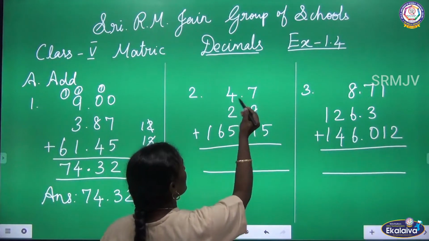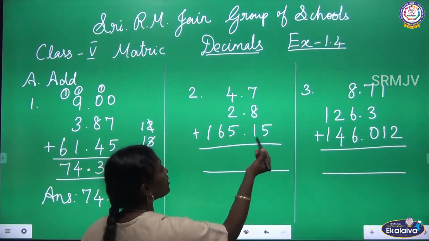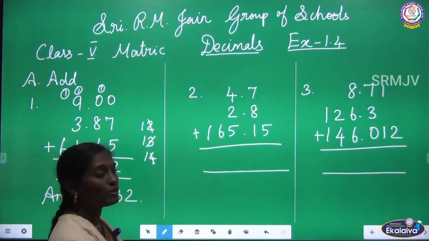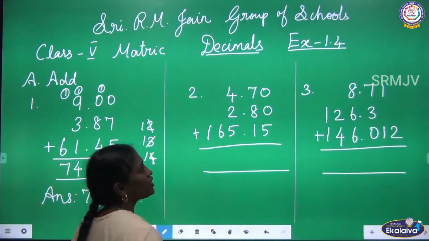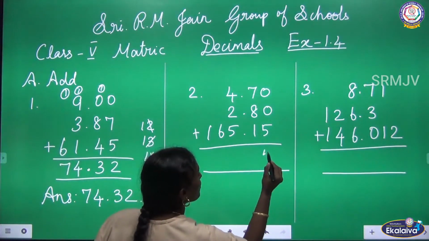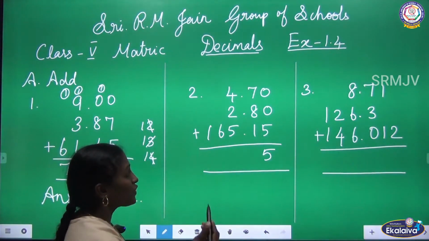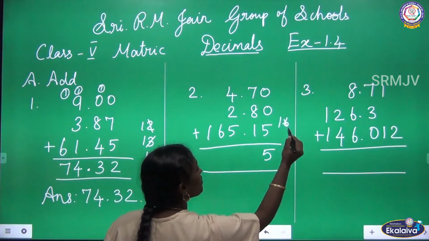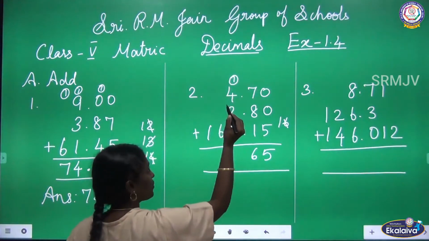Okay. Here the next numbers are 4.7, 2.8, 165.15. In the last number alone we have 2 decimal places. So for the first 2 we can add zeros. Okay. Listen, 0 plus 5, 5. Then 7 plus 8, 15. 15 plus 1, 16. 16 is a 2-digit number. So we write 6 here, 1 carry over to the next place.